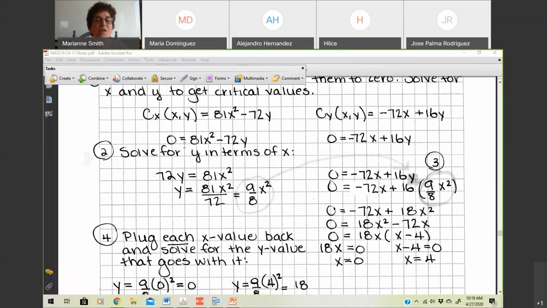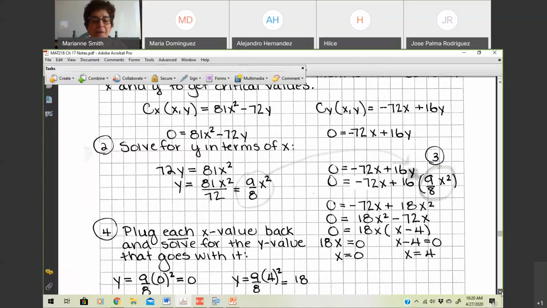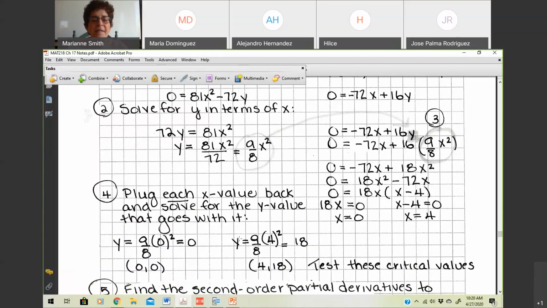Now I need to plug each one of these into my equation up here for y to find the y that goes with it. Again, it's natural you'd get more than one critical point because you started with a higher degree equation. So I go back to the equation that's solved for y. y is 9/8 x squared, and I'm going to plug both these values in. If I plug in the 0, that's easy. 0 squared is 0, 0 times 9/8 is 0. So the point 0, 0, the origin of my xy plane, is going to give rise to a critical value.